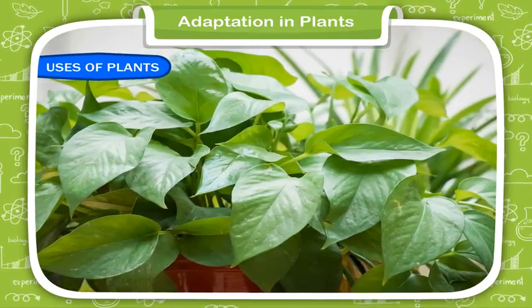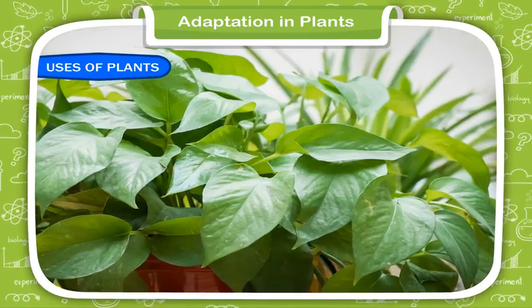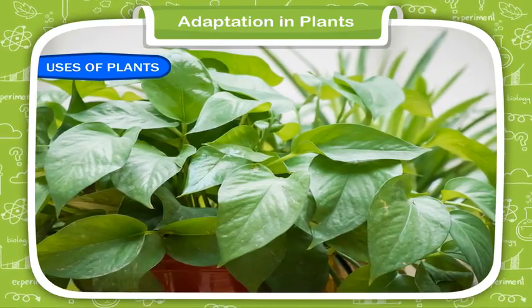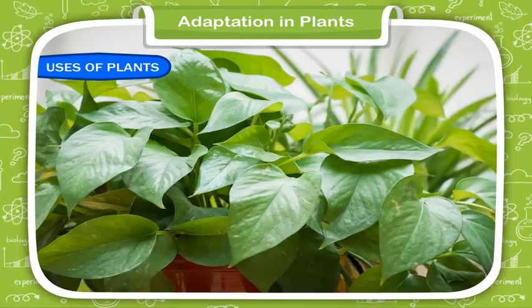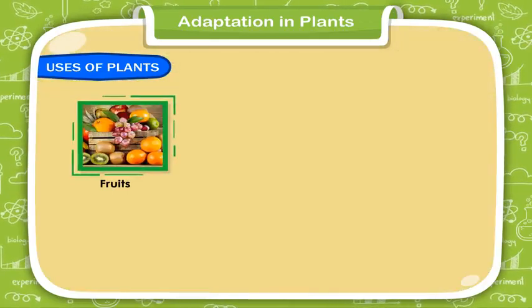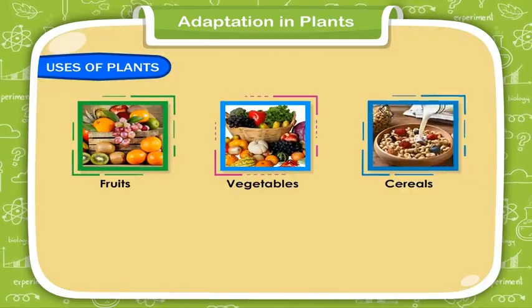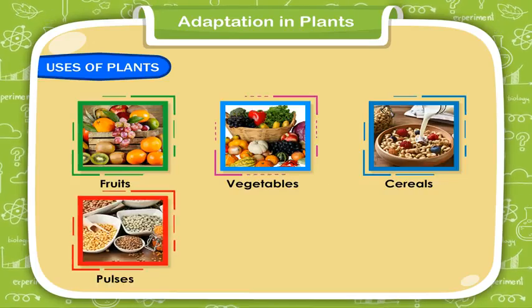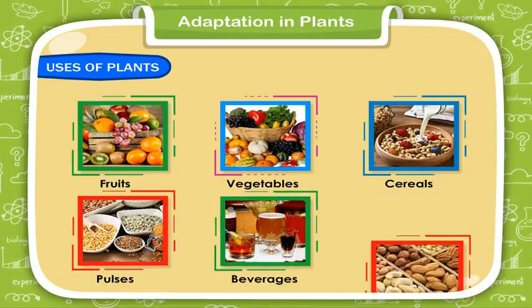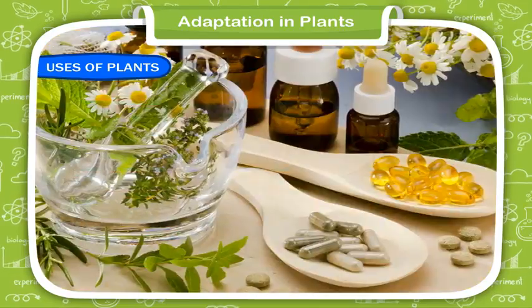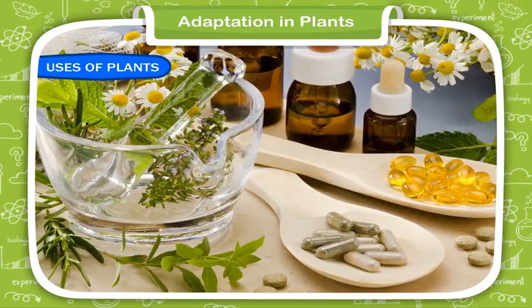Uses of plants. We know that plants are very useful for us. Some uses of the plants are listed below. Plants provide us food such as fruits, vegetables, cereals, pulses, beverages, nuts, etc. Medicines are also obtained from plants.